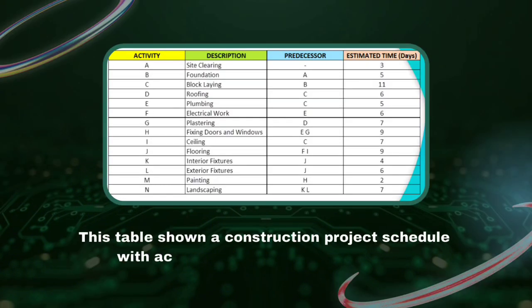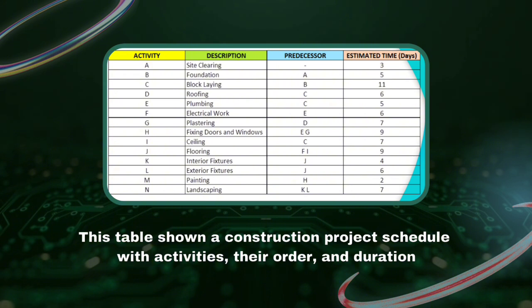This table outlines the critical path method or CPM for a construction project, detailing each activity from start to finish. It includes the activity descriptions, their predecessors, estimated durations, and key scheduling values such as early start, early finish, late start, late finish, and slack. All activities listed have zero slack, meaning each one lies on the critical path. This means any delay in these tasks will directly delay the entire project.